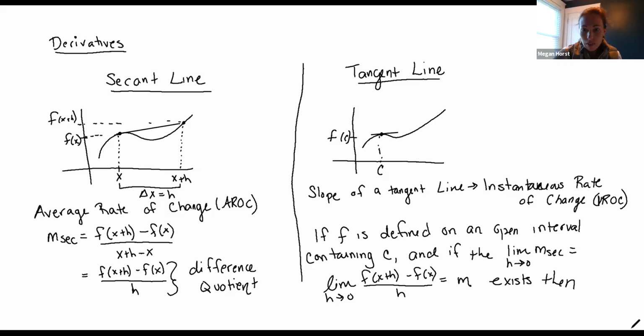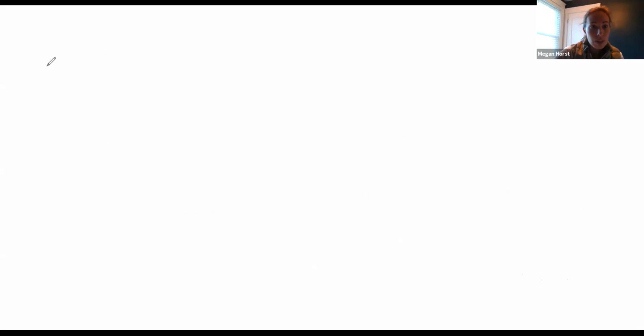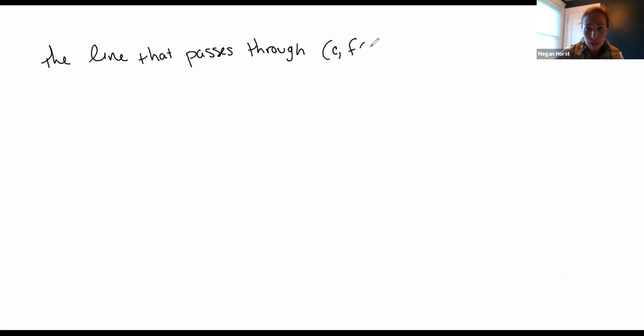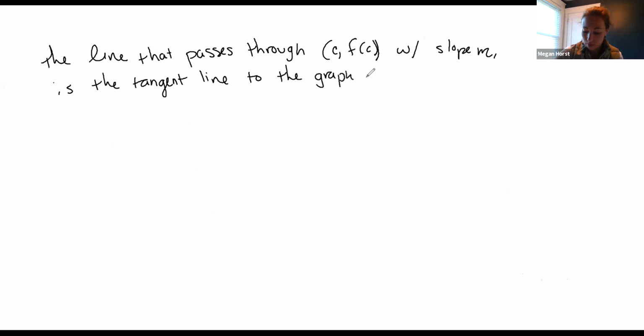I'm going to have to go to the next page to have enough room. The line that passes through (c, f of c) with slope m is the tangent line to the graph of f at the point (c, f of c).